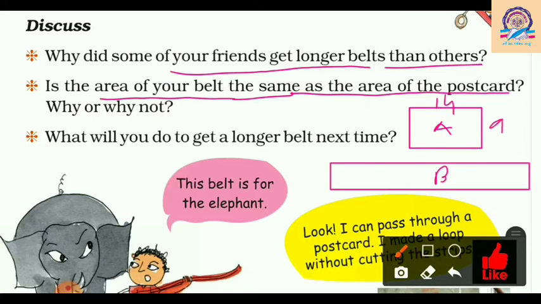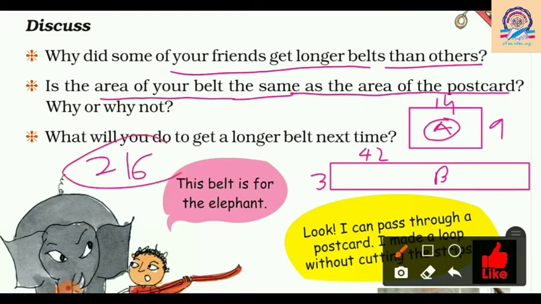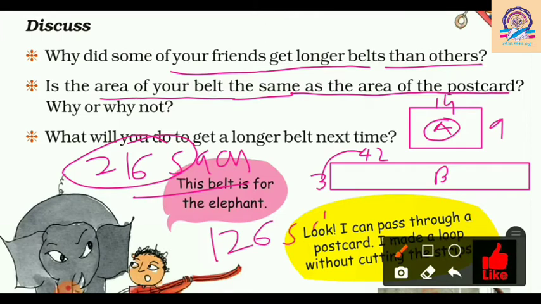14 by 9 it was, and it is 3 and 42. So let's find their area first. So area for A, so 14 by 9, it is 126 square centimeter, and area for B means length into breadth, so 42 multiplied by 3. So what will we get? 3 2s are 6 and 4 3s are 12, 126 square centimeter.